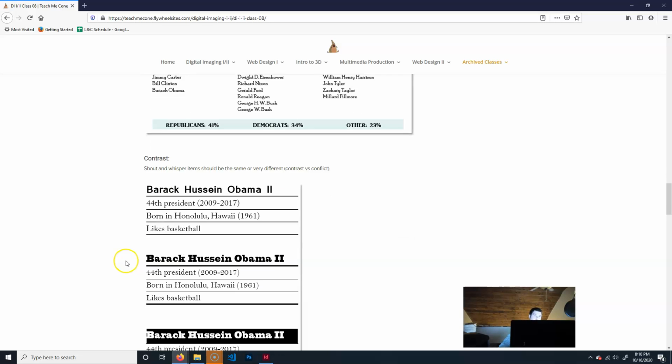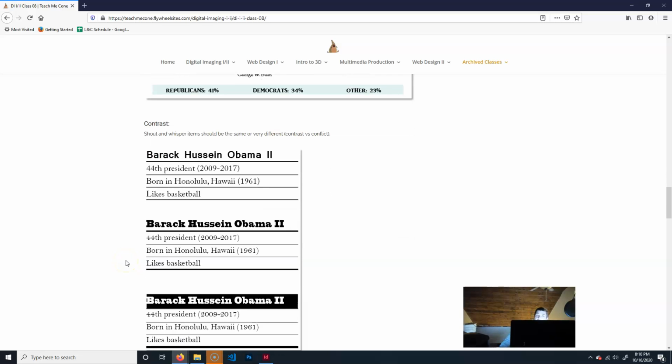Okay. Contrast. So, shout and whisper items. The idea here is that if you're going to make something stick out, if you want something to be there, don't make it subtle. Make it very, very obvious. If it's subtle, it'll look like a mistake, and it won't be visually interesting.